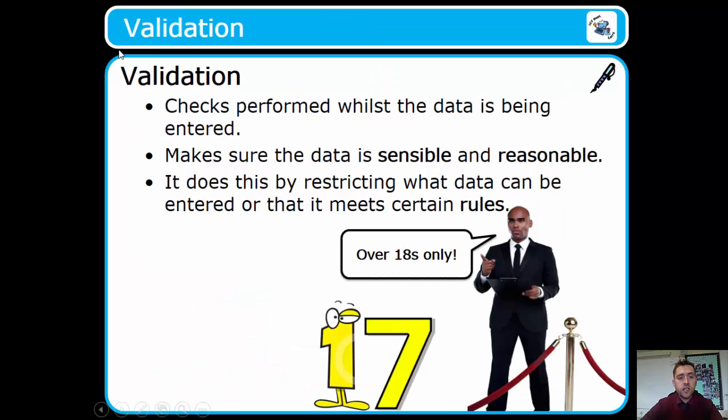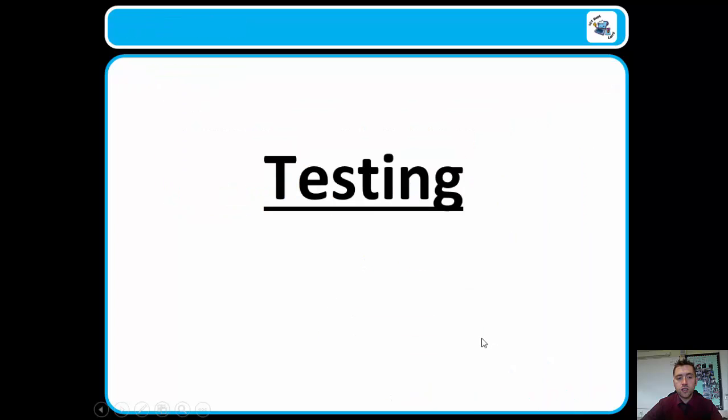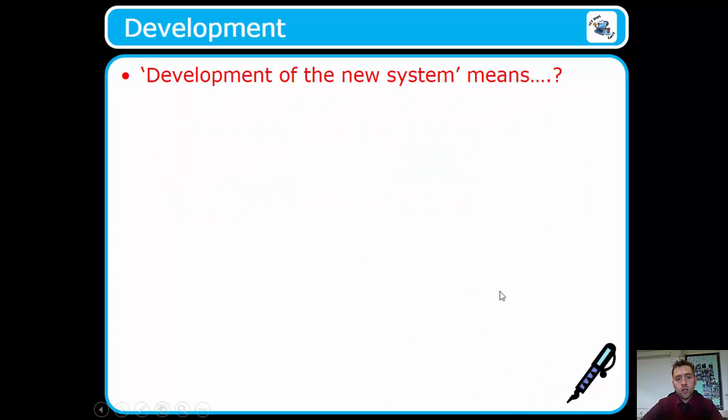So validation is the other method that you need to be aware of. This is a check that's performed whilst the data is being entered. So as you're typing it in, it's checking that it's valid. It makes sure that the data is sensible and reasonable, and that it fits within certain rules. So it could be that we only accept people with an age 18 or above. Okay, so it would reject the number 17. So on to testing then.